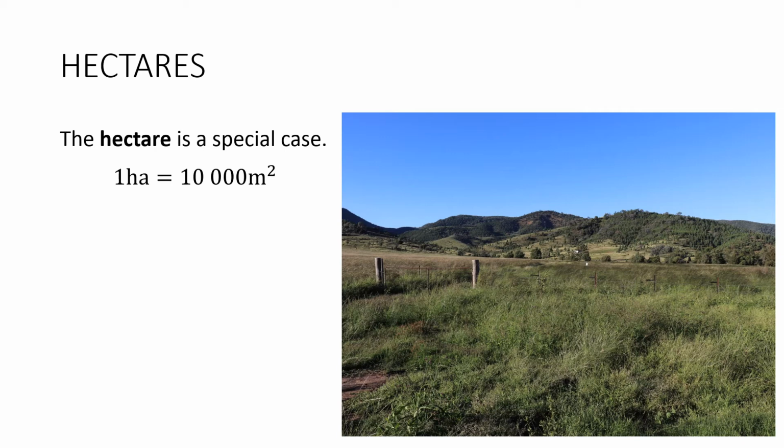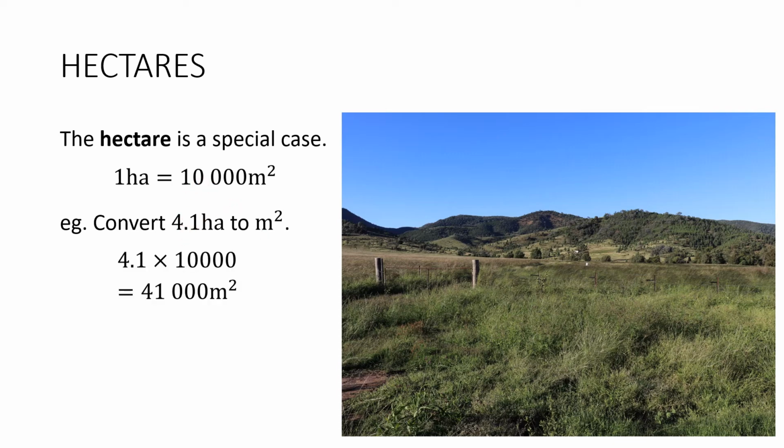So if we do the conversions, we don't have to do them twice. Let's have a look at one. Let's convert 4.1 hectares to metres squared. Well, 1 hectare is 10,000 metres squared. Can you see how I'm going to just naturally turn it into metres squared? So all I need to do is 4.1 lots of 10,000. So our answer is 41,000 metres squared.